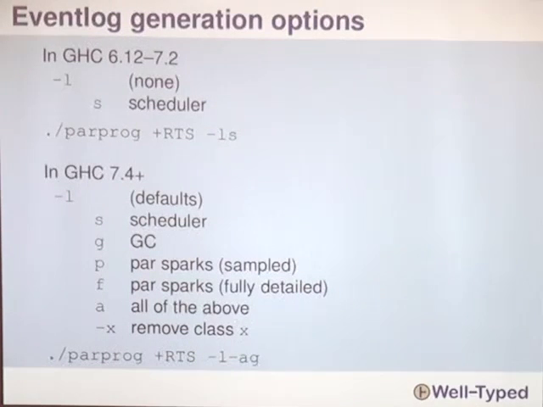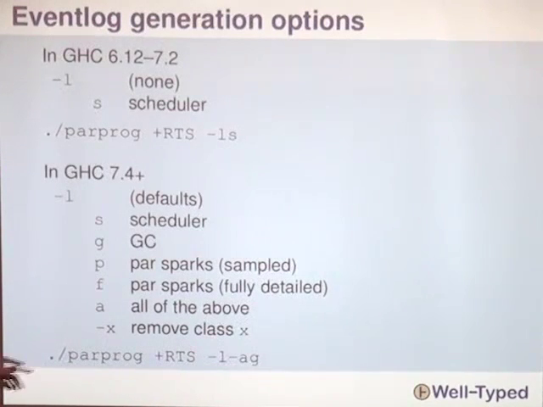So that -ls, at the moment in GHC 7.2, there's only one class of events, which is scheduler events. That actually includes scheduler events and GC events and everything else. In 7.4, I've broken it out so that we can specify them differently. But if you just say -l, you'll get the default set, which is usually what we want. I mention it because one of them is not in the default set, which is the fully detailed Spark profiling. These two are the new ones, and those are what I'm going to be concentrating on.